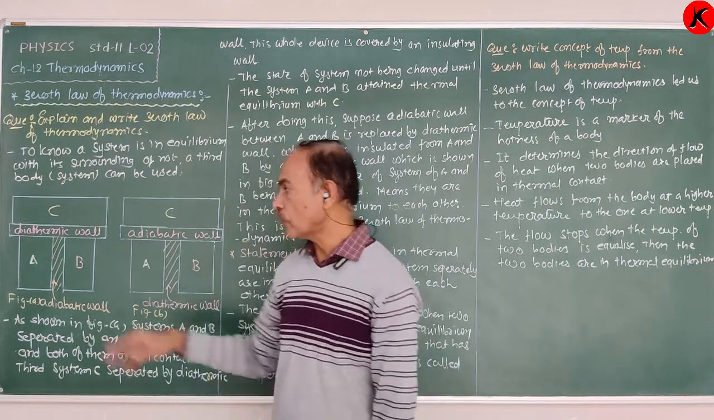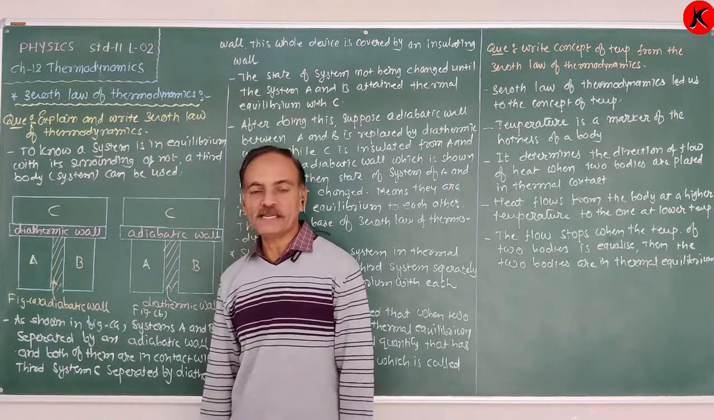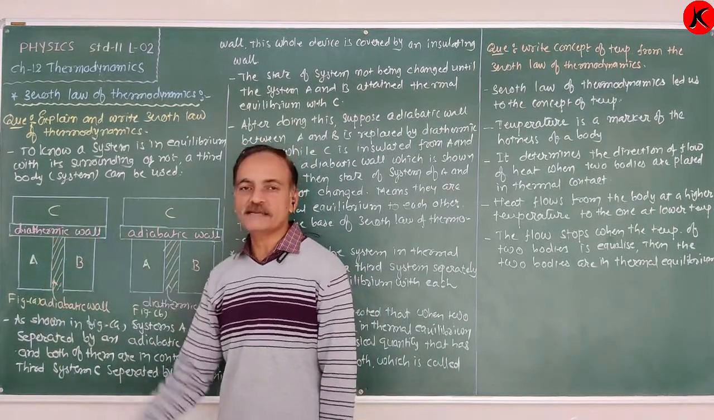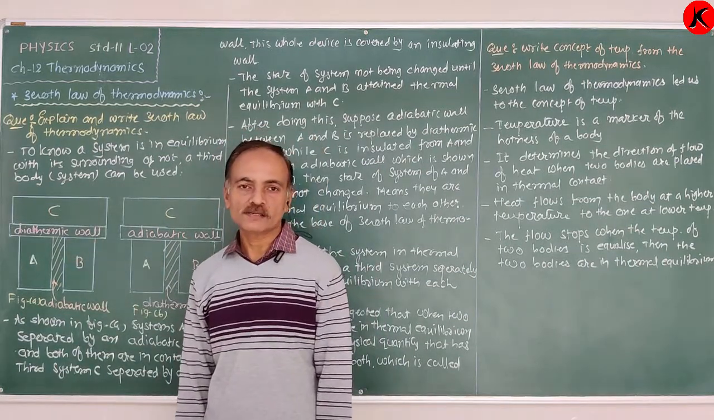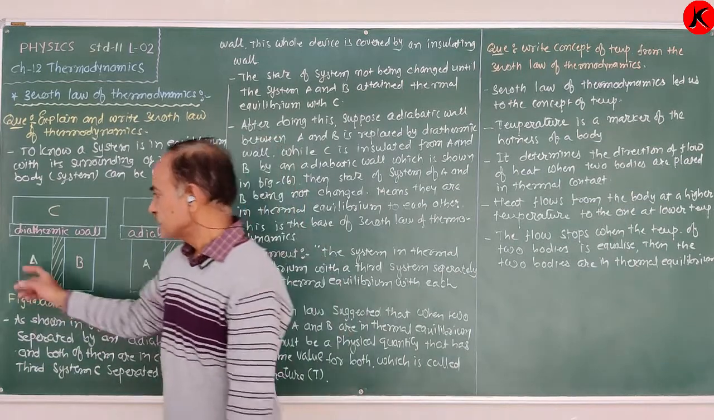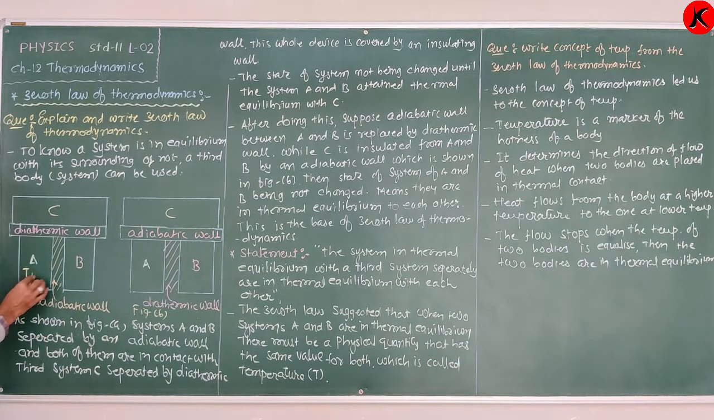Initially, the temperatures of all these three systems are different. Suppose the temperature of A is T1, the temperature of B is T2, and the temperature of C is T3. Suppose T1 is greater than T2 and greater than T3. That means the temperature of C is much different compared to A and B.